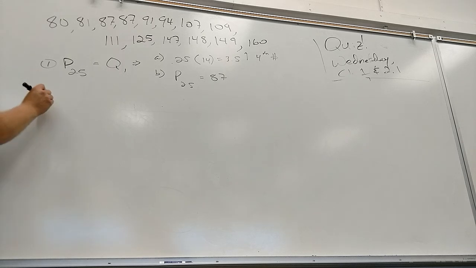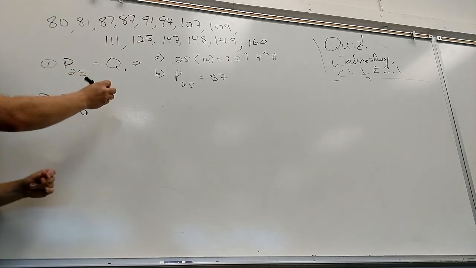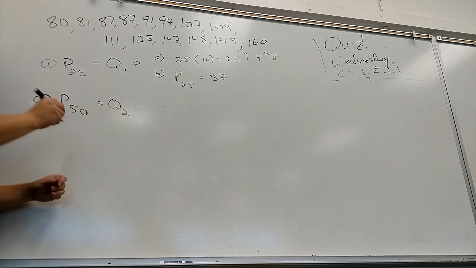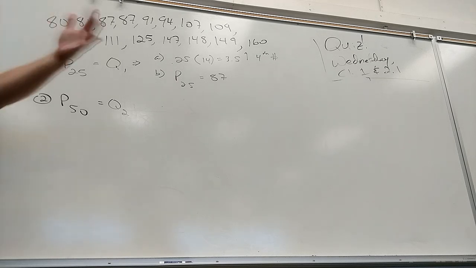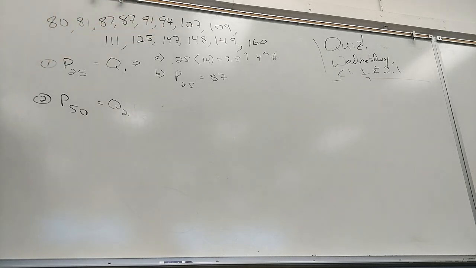And what about P50? What would that be in terms of Q? Yeah, Q2. It's also given a different name. It's called the median. It's the number that's right in the middle. P50, it's halfway in, so it's halfway from either side, so it's right in the middle. We call that the median.